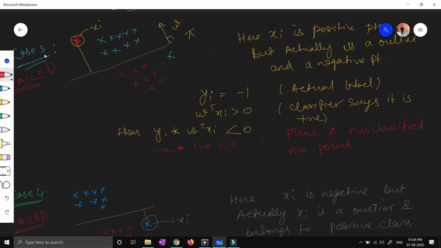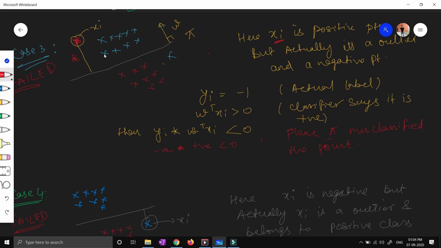I have found a plane already. So you can see here this particular point is xi. Let's assume this point is xi, and the distance of this point is di. So here xi is a positive point.